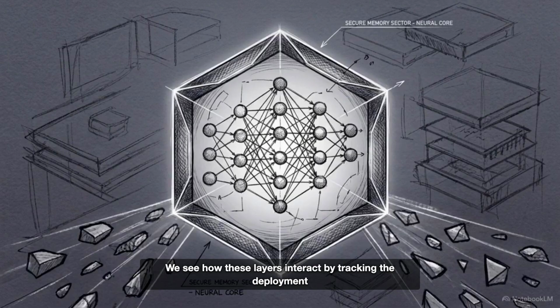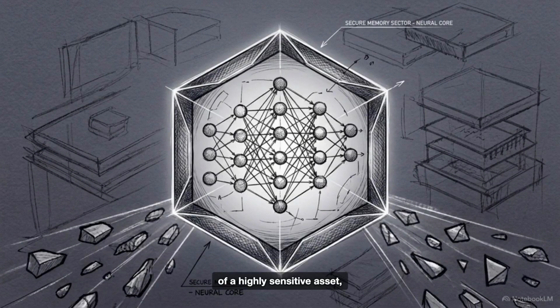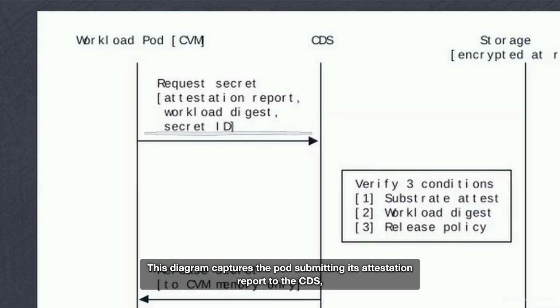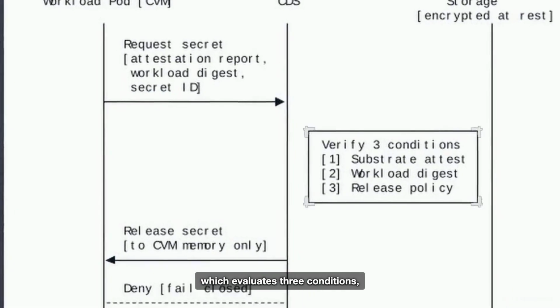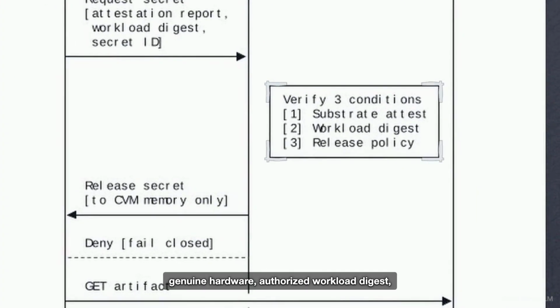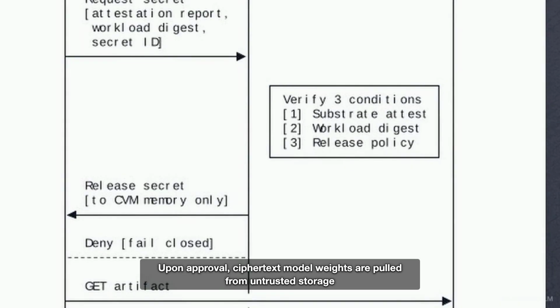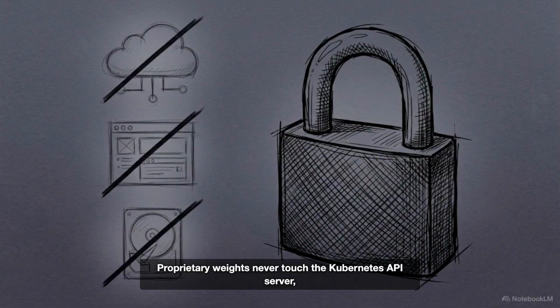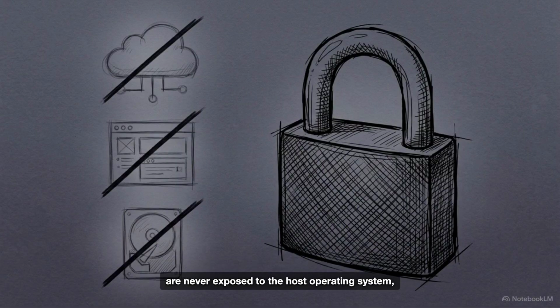We see how these layers interact by tracking the deployment of a highly sensitive asset, like proprietary AI model weights, into a compute cluster. This diagram captures the pod submitting its attestation report to the CDS, which evaluates 3 conditions: genuine hardware, authorized workload digest, and permitted per-key policy. Upon approval, ciphertext model weights are pulled from untrusted storage and decrypted exclusively within the pod's hardware-encrypted memory. Proprietary weights never touch the Kubernetes API server, are never exposed to the host operating system, and never sit on a physical disk in plain text.